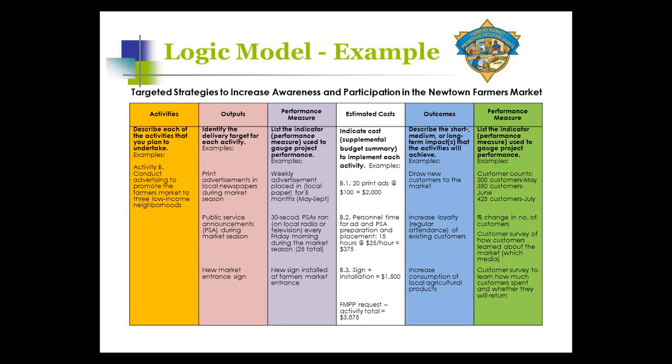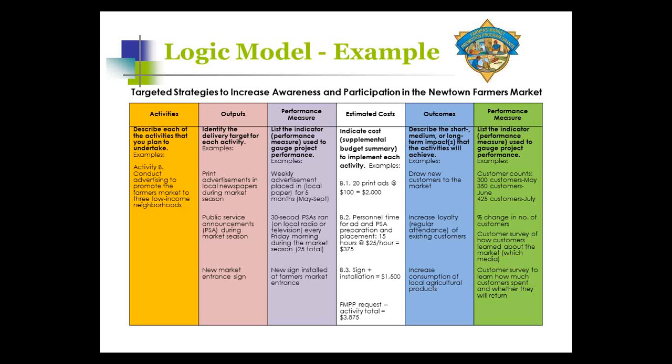So here's an example of the advertising campaign that we're going to start. Our activity, as you see, activity B under the activities column, is just one of, say, 2 or 3 activities under an FMPP request. Activity B: conduct advertising to promote the farmers market in 3 low-income neighborhoods. As part of those things that we're going to do, the outputs are print advertisements, public service announcements, and we're going to purchase a new sign.